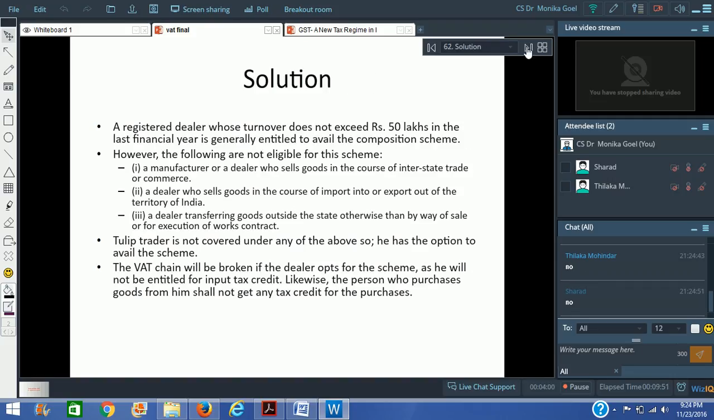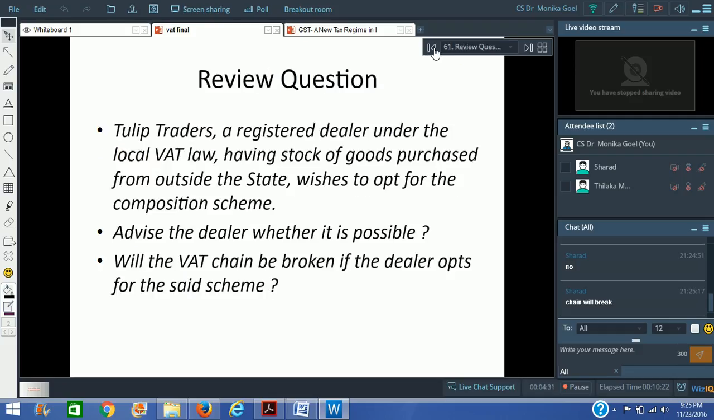Tilaka says no, and she is very right. He is not able to opt for the composition scheme because dealers who are purchasing or selling any goods in the course of interstate trade or commerce cannot opt for it. Similarly, dealers who are selling goods in the course of import or export cannot go for the composition scheme. Or if the goods are getting transferred outside the state, otherwise by way of sale or for execution of works contract, the dealer cannot.